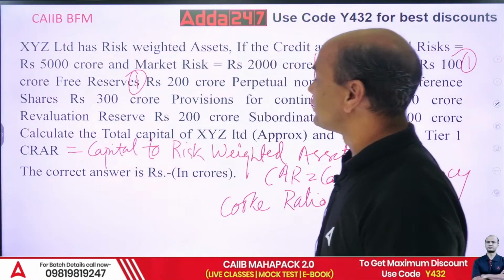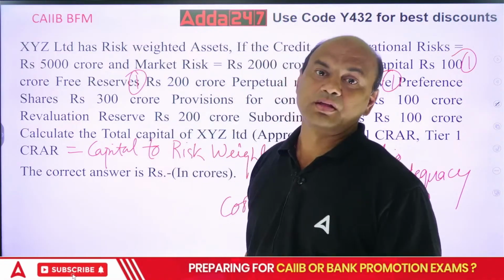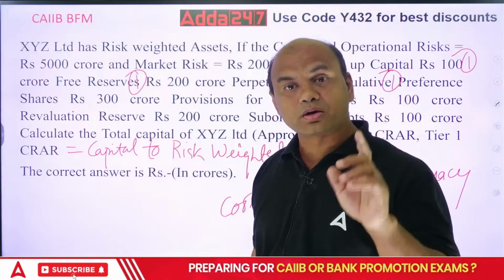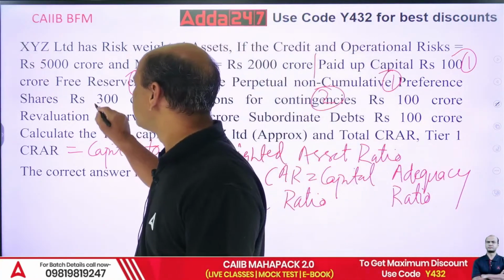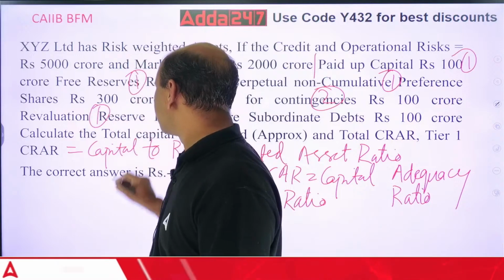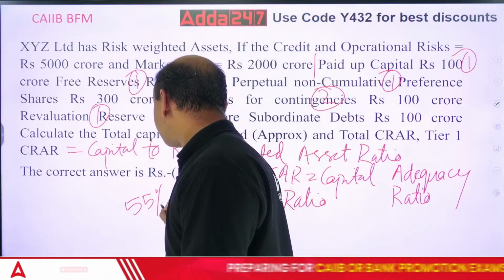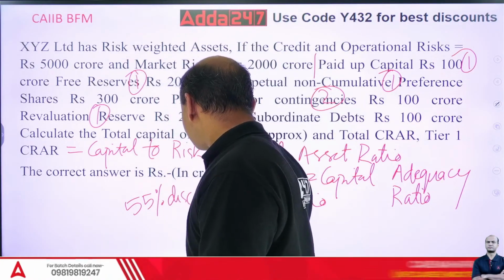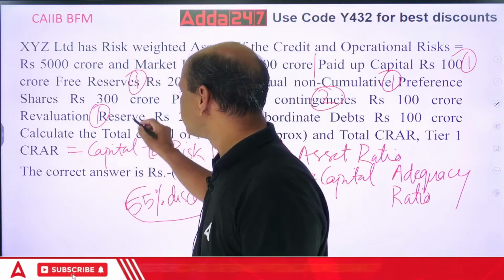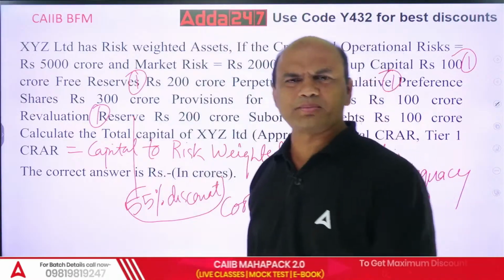Revaluation reserve. Now this revaluation reserve is a tier 1 capital. Earlier it was calculated as tier 2, but now it is tier 1. So tier 1, and that also at 55% discount. I'll write it over here. 55% discount. Okay, this is 55% discount, means 45%.